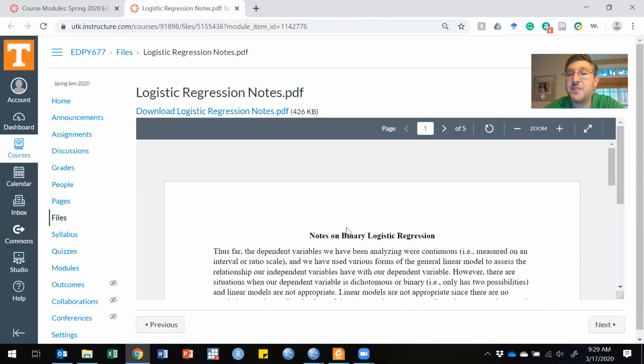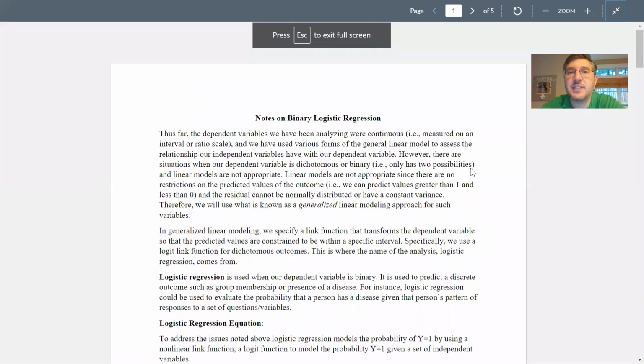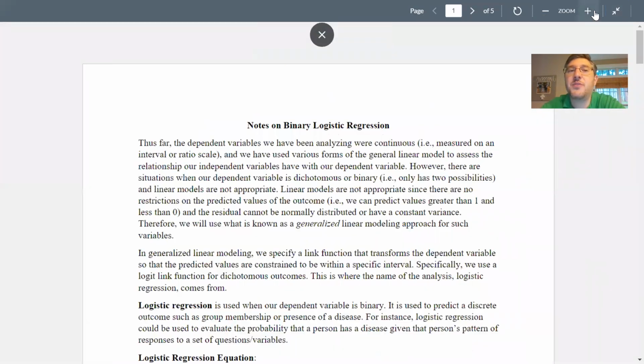So I just want to take a few minutes and review some of the notes on logistic regression. Let me zoom this in. Thus far, all the dependent variables we've used have been continuous, so they were measured on either an interval or ratio scale.